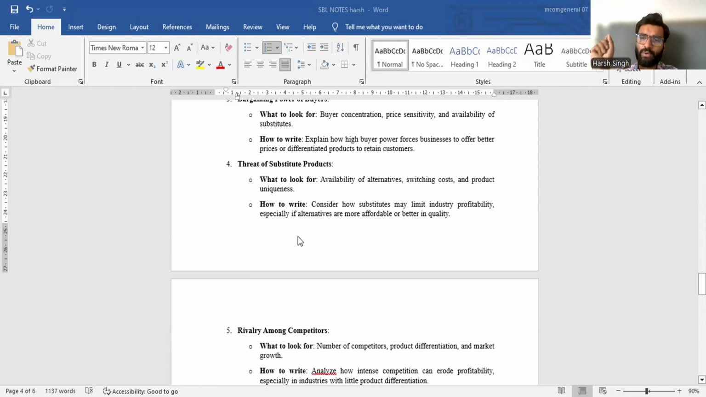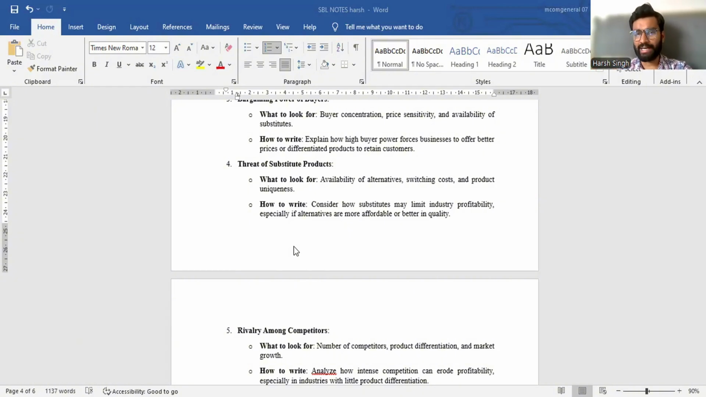Now, if you switch from one product to another product, how much will you be paying? The cost that you have to incur, and the uniqueness. If you have a very unique product, it is not easy to substitute. If I talk about Apple products, they are a bit unique because they have iOS. Other than that, everyone is using Android. So they have something called product uniqueness.